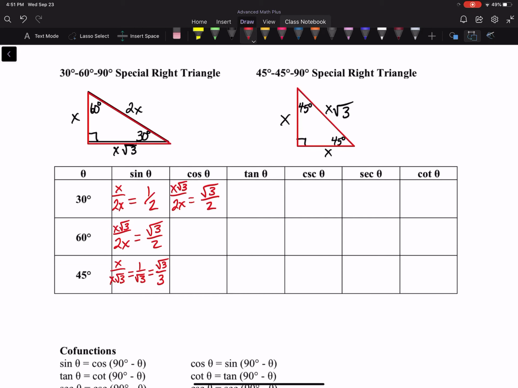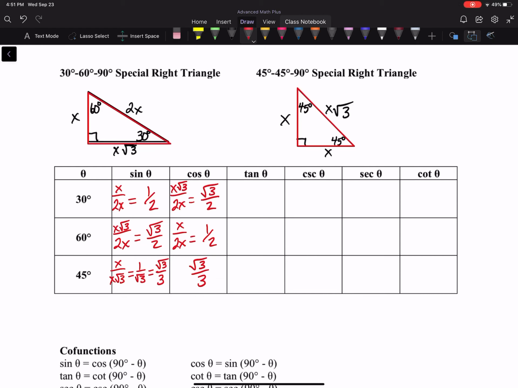The adjacent side to 60 is x over the hypotenuse is 2x. That reduces to 1/2. Again, the x's just cancel out. For 45, the cosine will be exactly the same thing as your sine because the opposite side and the adjacent side are both the same. So it will also be square root of 3 over 3.